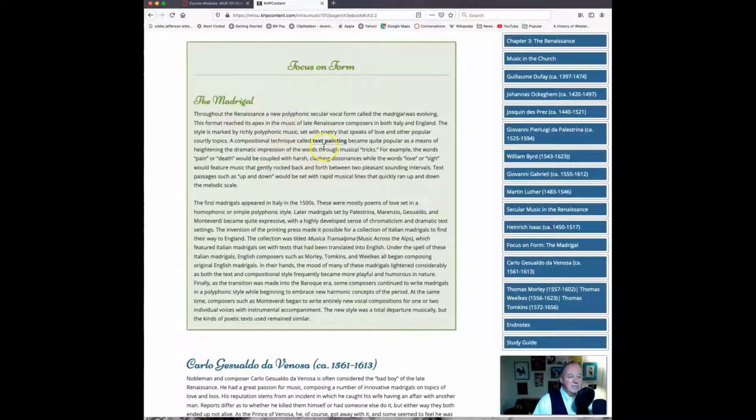We talk about text painting. We talk about the densely polyphonic and creative nature of these pieces. We talk about how they were invented in Italy, the modern madrigal, and then they were printed. Musica Transalpina, music across the Alps. They print these things. They send them to England. They become even more popular in England.